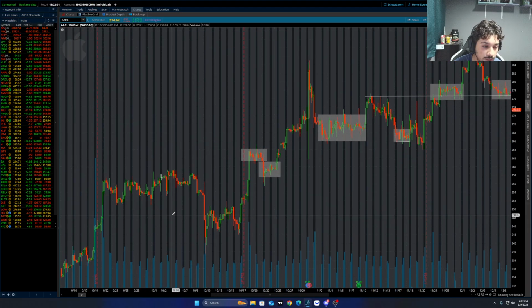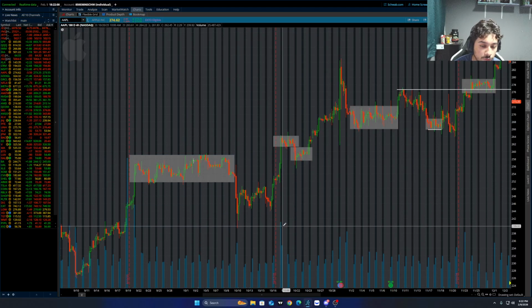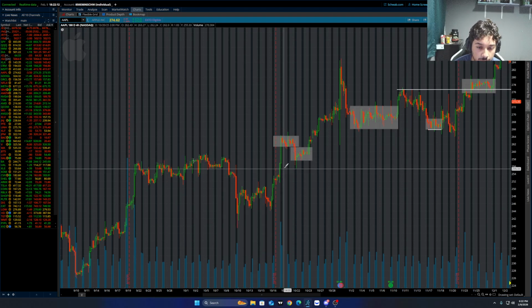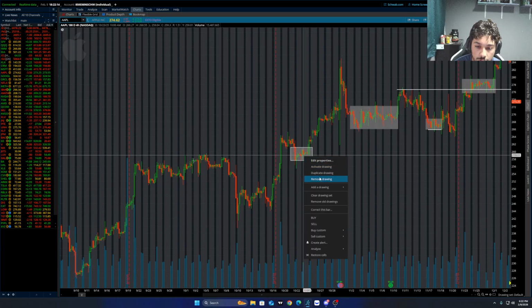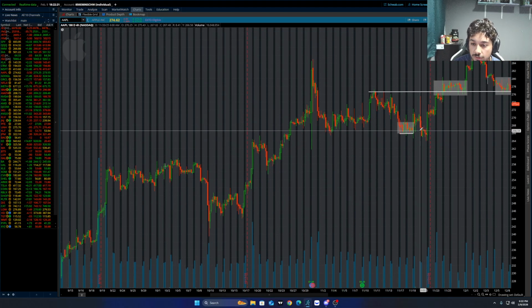This is what I look for. Like I said, I used to chart every single night, and every single night I'd go ahead and look for bases. So that's how I identify them. If you guys don't know what a base is, it's just where price is consolidating, mainly at support and resistance.